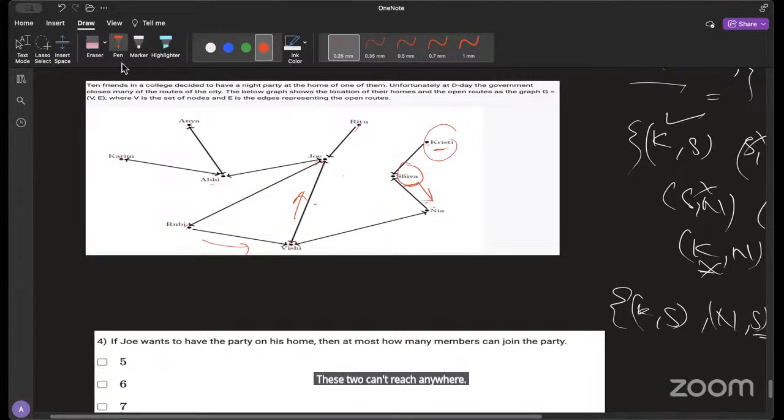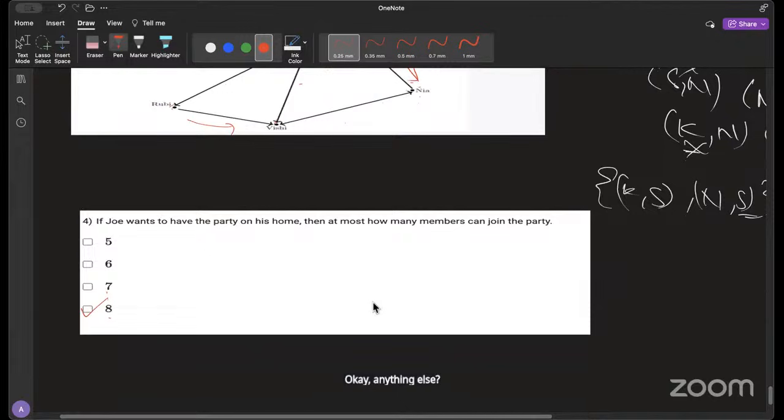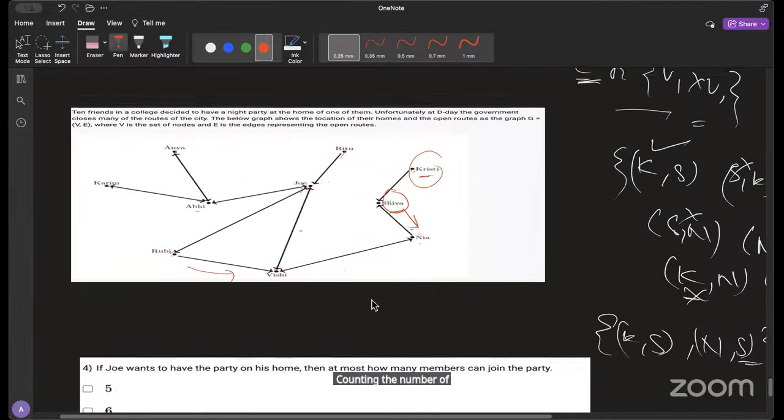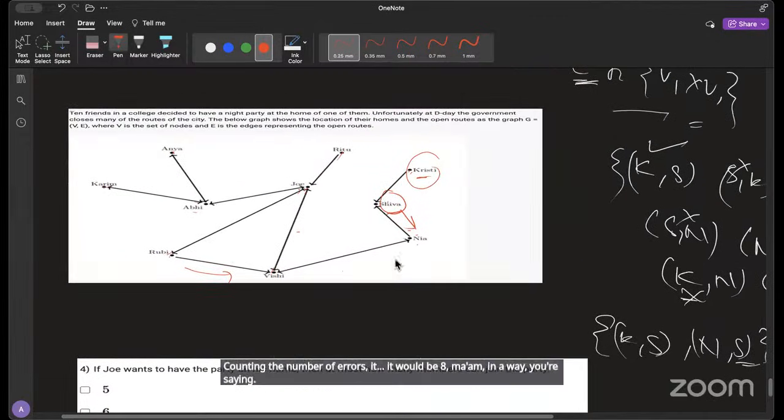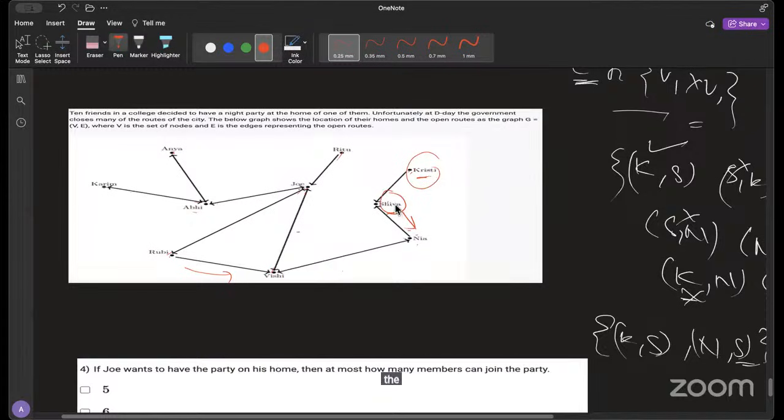Even ma'am, Nia cannot join Joe? Nia can, right? Ma'am, the arrow is from Vishit. Okay, it's both arrows. It's both ways. Okay, anything else? Counting the number of arrows, it would be 8, ma'am? No, it's the other vertices than these. The total number of vertices is 10, and if you subtract these two, you'll get 8. But if you exclude this person too, it will be 7.